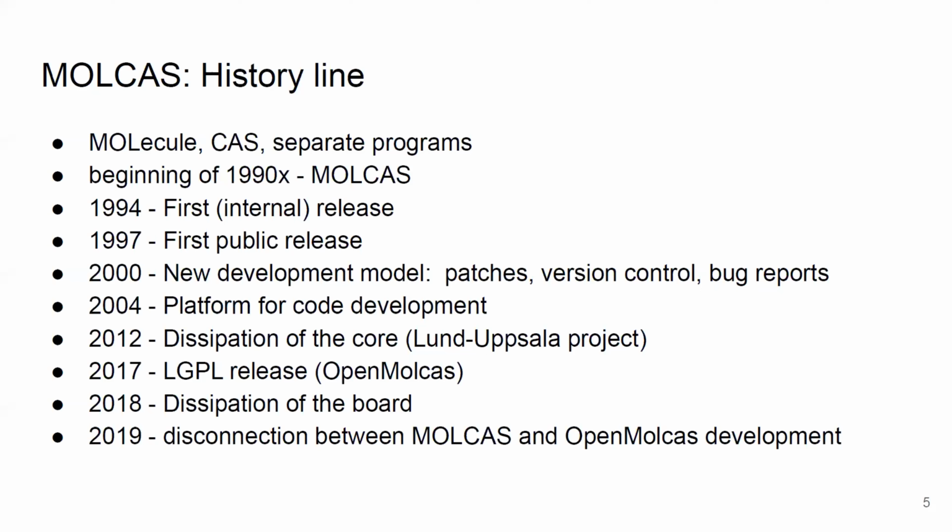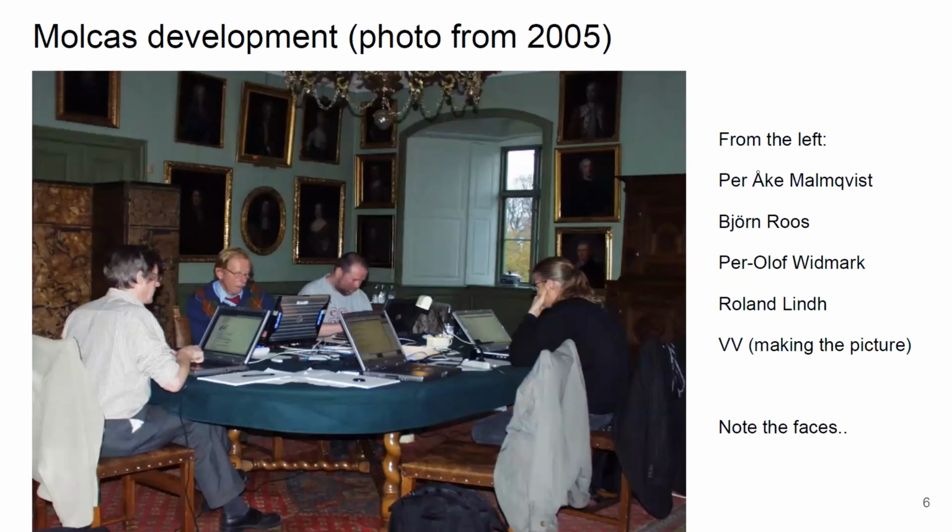After that, we were doing a lot of nice things. We were trying to make this attractive for development, and organized in a nice way. But things happen, and at some moment, the code started to dissolve, possibly mostly because all the main developers started to get old or passed away. In 2017, a great thing happened. We had the LGPL release, OpenMolcas, and since then, OpenMolcas and Molcas coexist. And I will show you what was the change and how they are coexisting. So this is a picture from 2005.